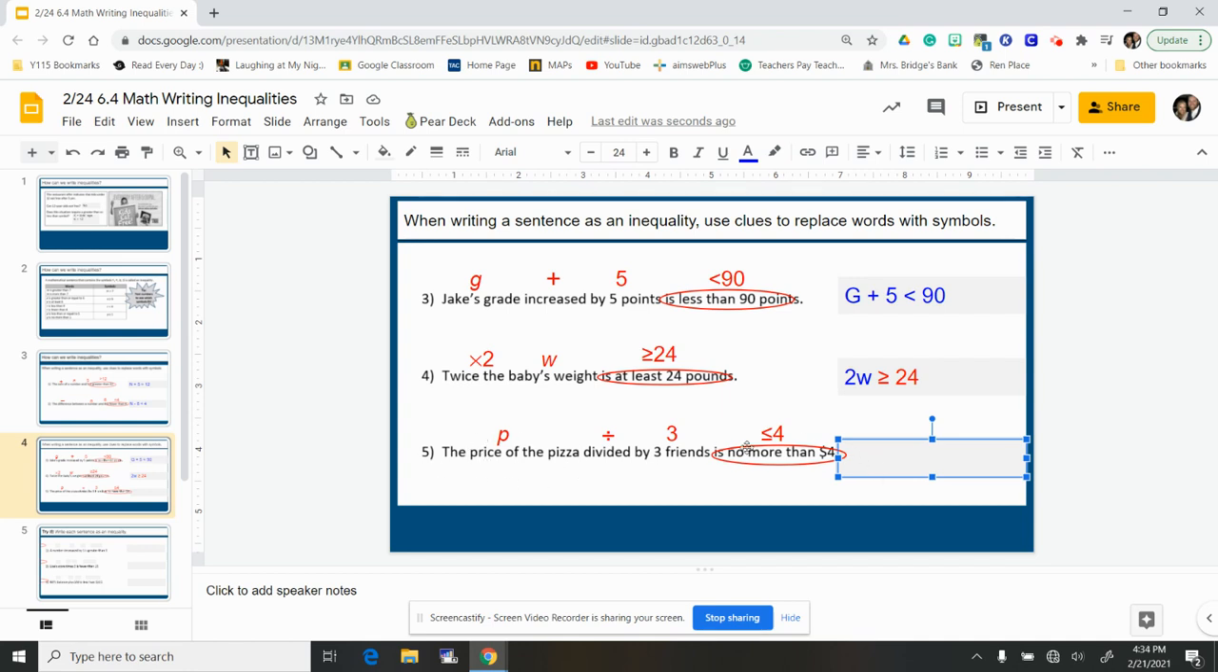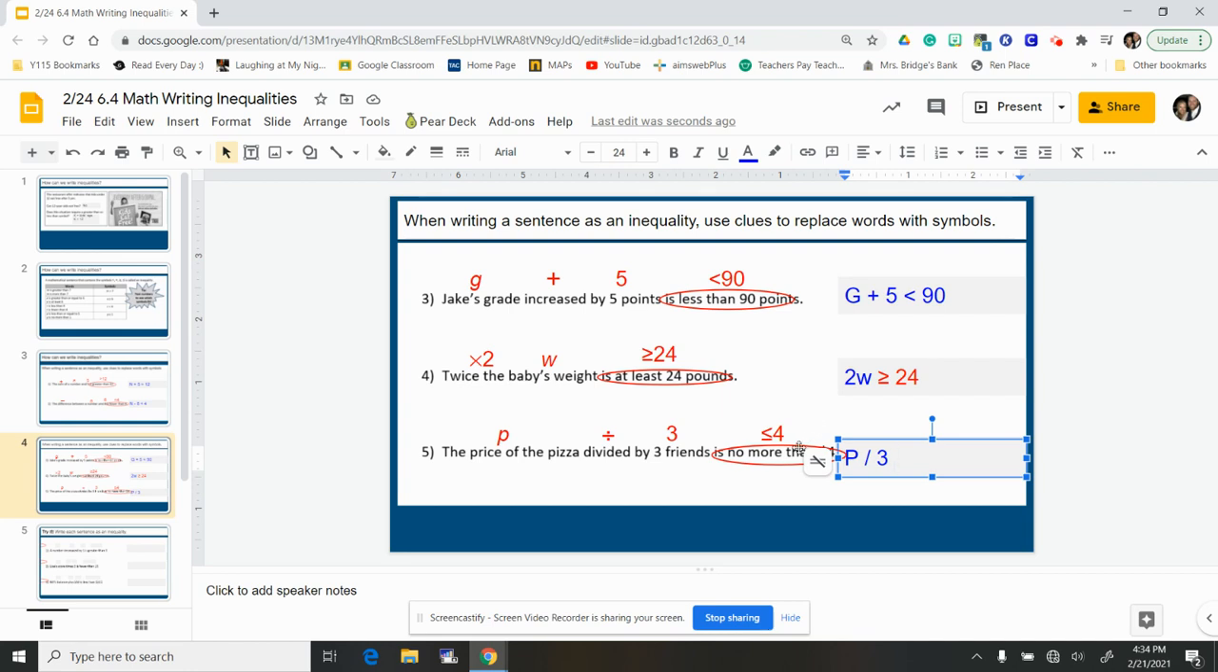All right, so price of the pizza is not revealed, so that's going to be our variable. Divided by is a big clue word telling you that you were dealing with division. 3 friends, so 3 will be our number there. And the no more than, hopefully that no more is giving you a big clue that we had to have a symbol with an equal representation at the bottom. Remember that little line meaning equal to as well.